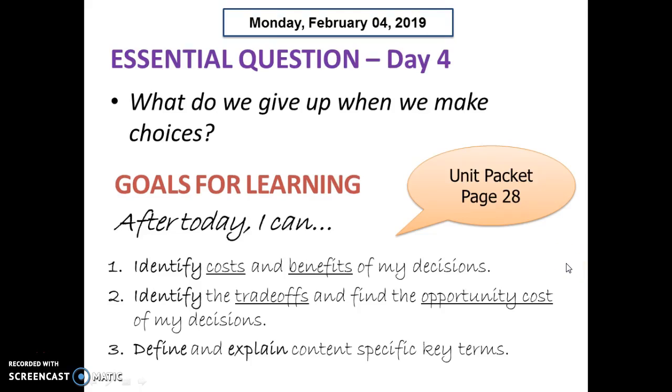Hi seniors, today is day 4 of our first unit of economics. Our big question, what do we give up when we make choices? Today we want to identify costs and benefits of our decisions, and then identify the trade-offs and opportunity costs of those decisions.